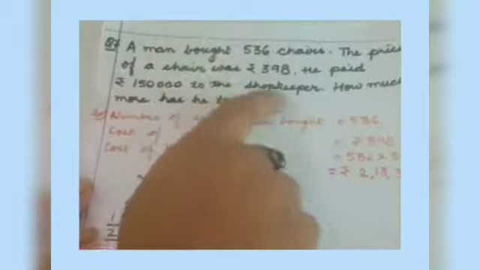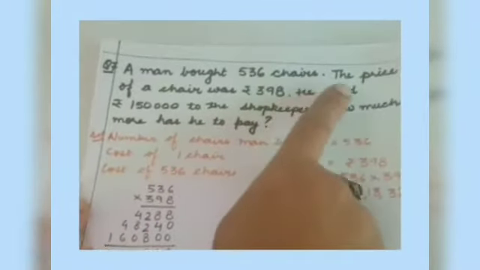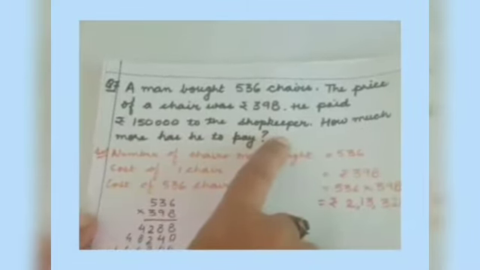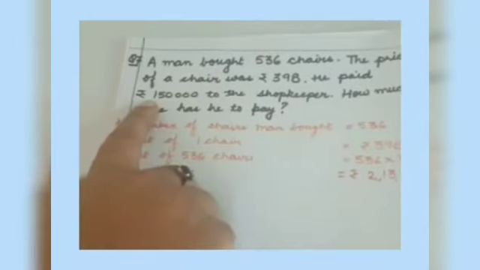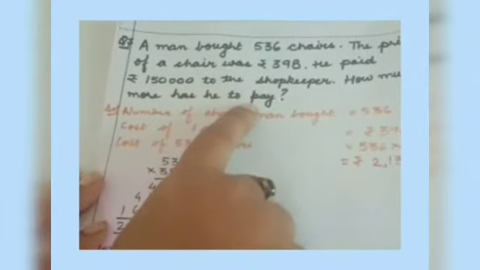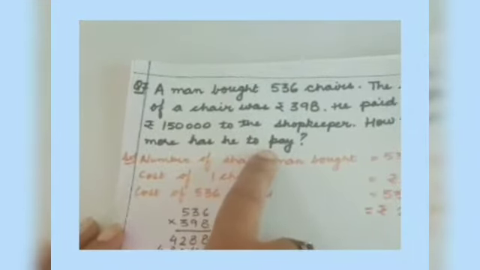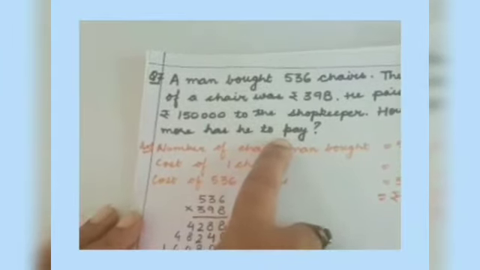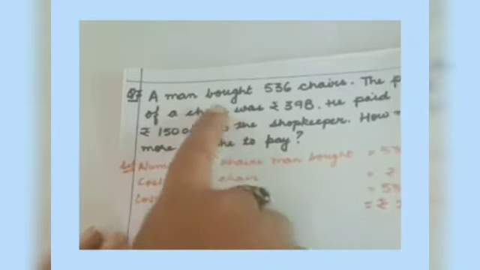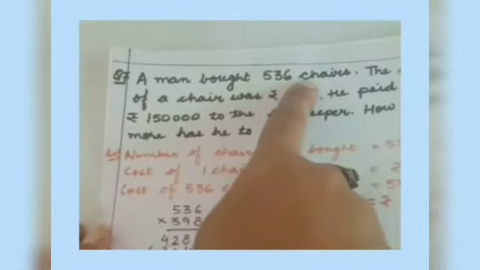From the total amount that he had to pay to the shopkeeper, he had paid rupees 1,50,000. How much more has he to pay? Now how much more money does he need to pay? What is the balance? So for that, first we need to know what his total amount was. So for calculating the total amount, what can we do? We know the cost of one chair. We know the number of chairs that he has bought.